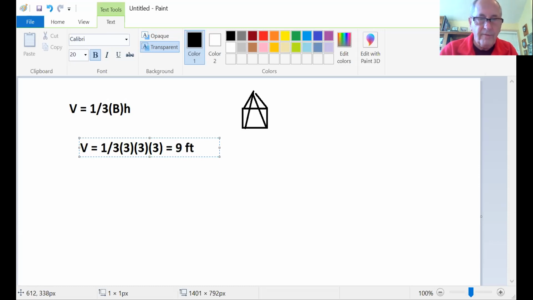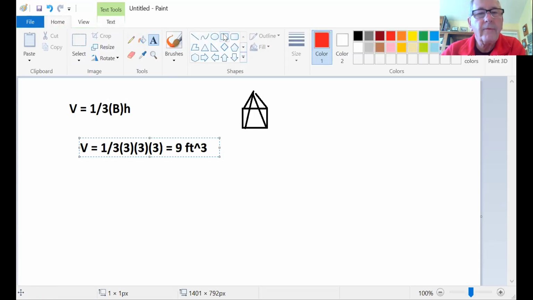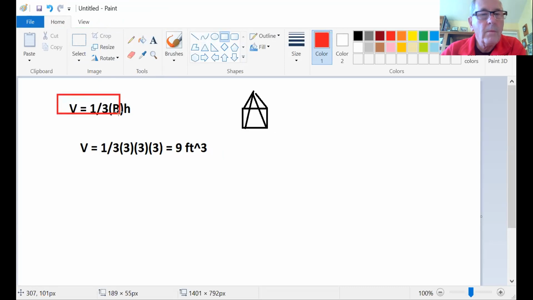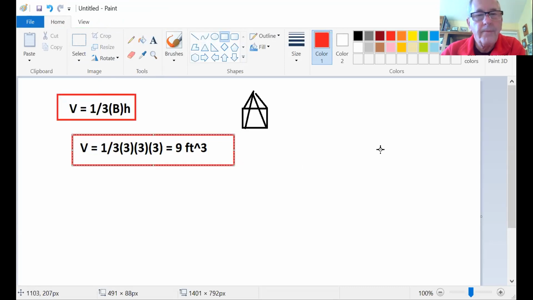If it's feet, it's cubic feet, or whatever the unit is, it's cubed, right? This would be the volume of this square pyramid. Okay. Questions on that? Again, you just got to know that that's the formula. That's what you have to know, right? And this ends up being the answer. Okay, that's that one.